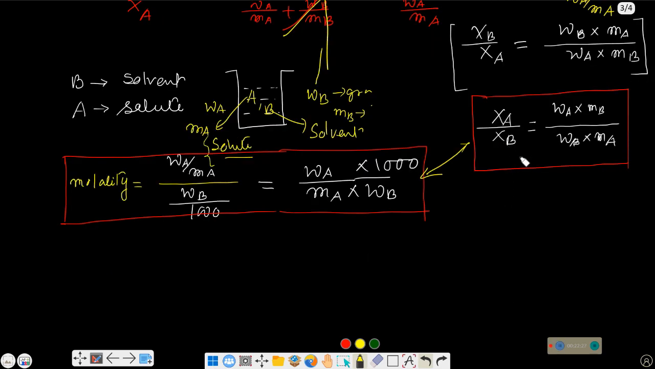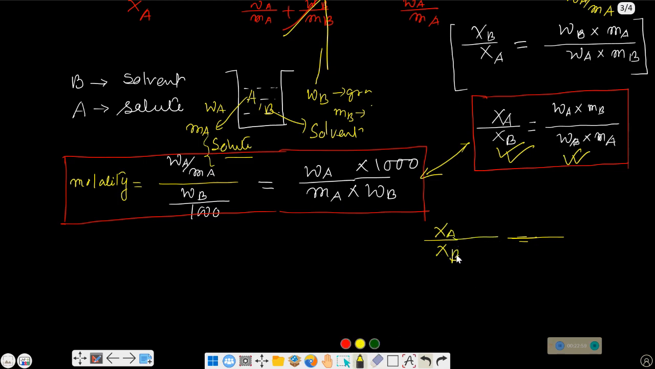Now taking this equation, if you take this equation you will get XA by XB, the number of moles of solute, this is your solute, okay, and this is for solvent, the number of moles of the solvent, right? Now if we take this equation, the first part is solute, the second part is solvent, okay?